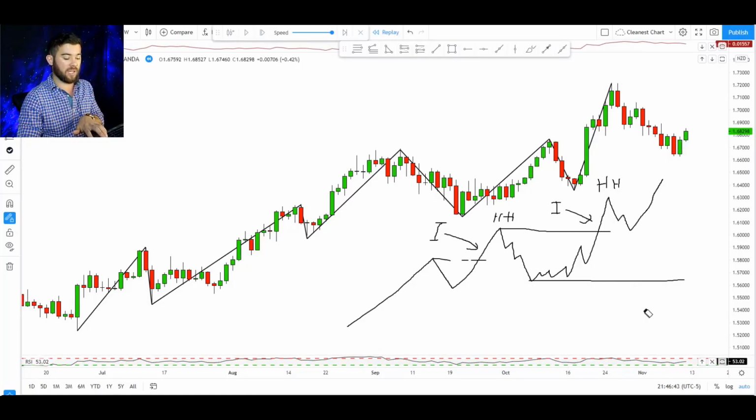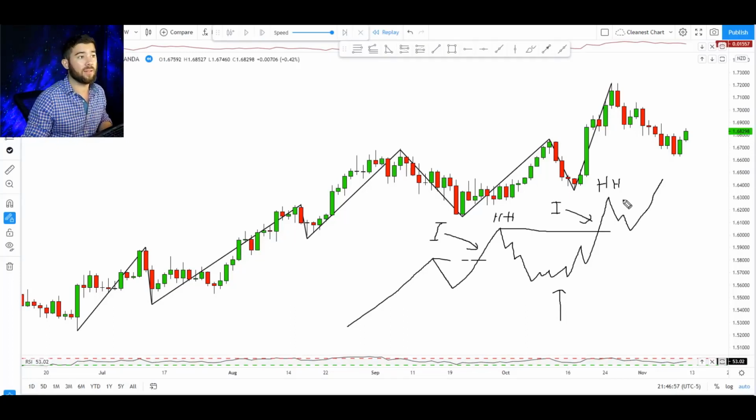So as long as the market stays above that low, then we're still considered to be in an uptrend and we still want to look for buying opportunities. At this point right here, we have had what? Another impulsive move.